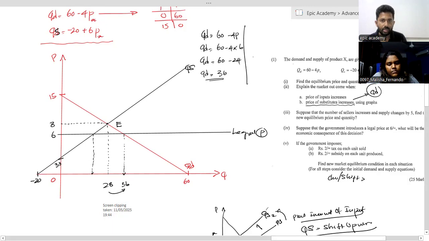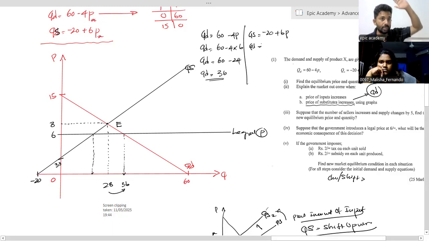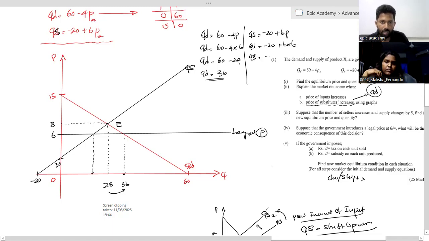Now we are going to calculate the QS. QS equals minus 20 plus 6P. We are going to take the first step. I'm not going to discuss the second step. If it is clearly stated that you have to suppose this, then you can calculate. If there is no clear evidence, then take the first step. Minus 20 plus 6 multiplied by 6. QS equals minus 20 plus 36.